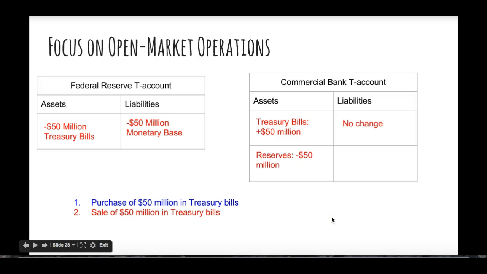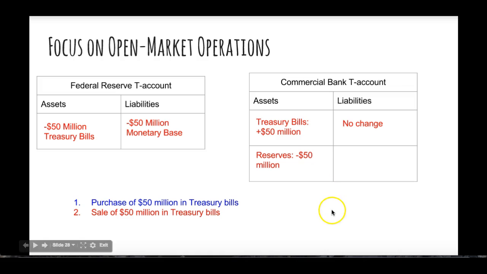So this is why a sale of treasury bills is going to decrease the reserves. The bank has less money to loan out because they had to pay for those treasury bills. So they have less money to loan out, so it's going to decrease the money supply. Okay, hopefully this made sense.